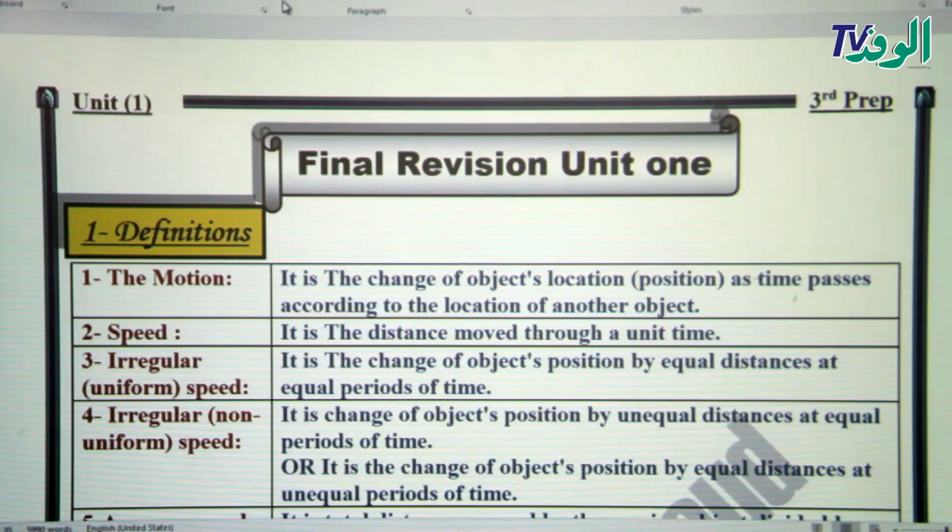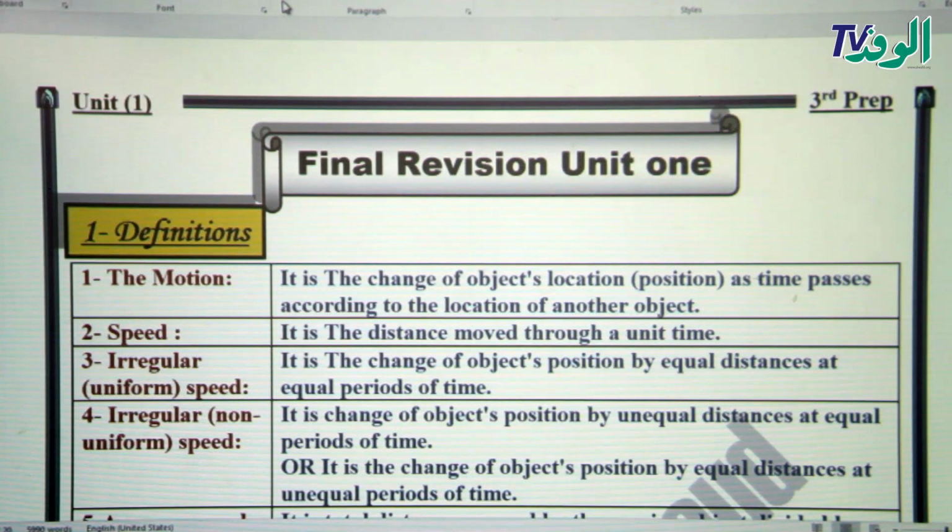بنبدأ إن شاء الله بيونت نمبر 1 موشن force and motion beginning with the definition. أنا قسمت اليونت definitions, scientific terms, give reasons. The most important question we're going to focus on إن شاء الله عز وجل. Beginning with the first definition, what's meant by motion?